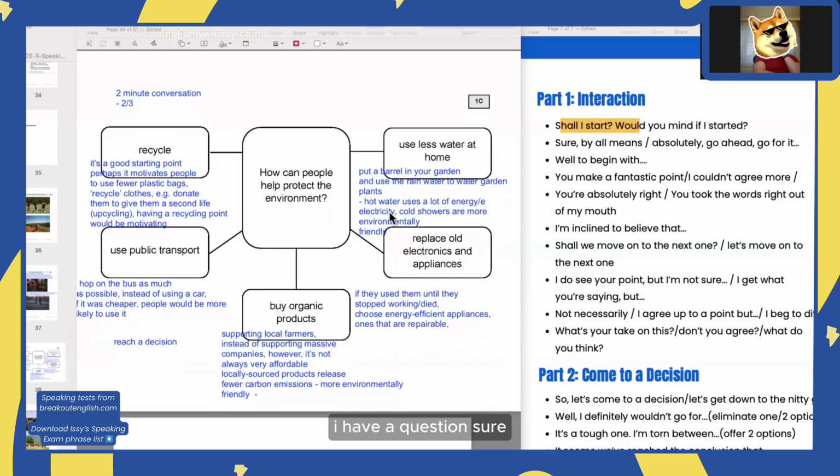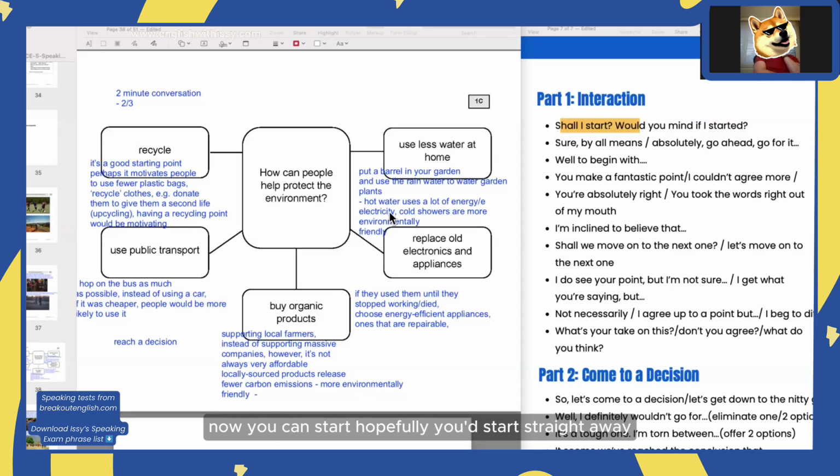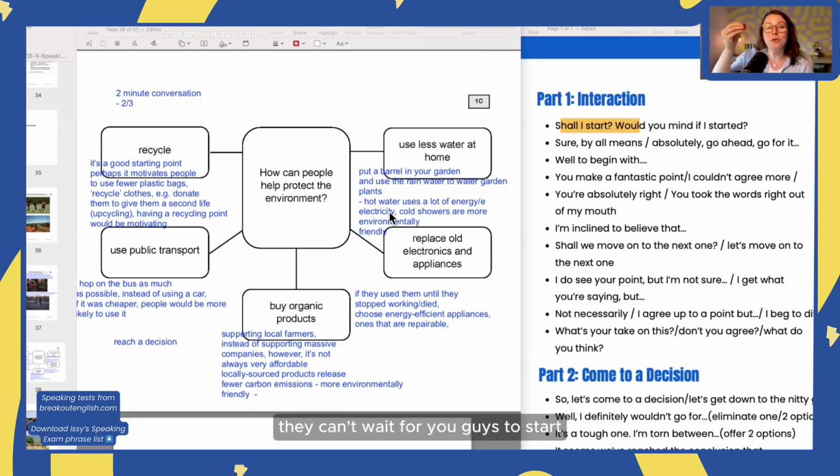I have a question. Sure. Does the time start when the first person says something, or when the examiner says, "Now you can start"? When the examiner says, now you can start. Okay. Hopefully you'd start straight away. They can't wait for you guys to start because sometimes students take a couple of seconds to start, and the examiners have a very strict time period that the exam has to start and finish. They have 14 minutes only, so everything is very controlled.